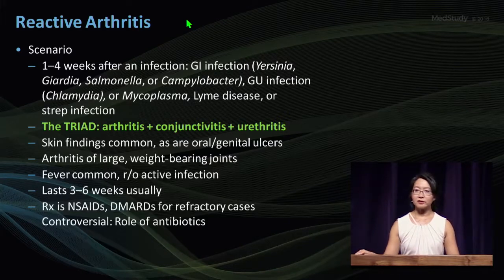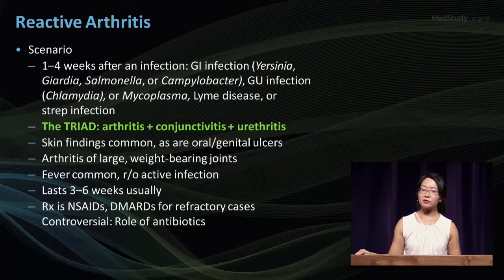Reactive arthritis is different, though, compared to infectious arthritis. Reactive arthritis is the body's immune system going haywire after the pathogen is gone. Typically, it occurs anywhere from 1 to 4 weeks after an acute infection. Typically it's a GI or GU infection, although I've seen cases where the patient had a respiratory infection and then reactive arthritis developed later. The typical culprits are Yersinia, Giardia, Salmonella, Campylobacter, so these are the GI bacteria. But GU infections, chlamydia or mycoplasma, Lyme disease, and strep infections have been implicated.